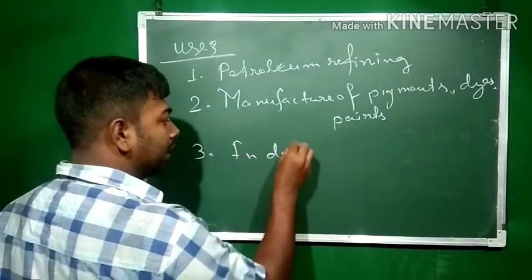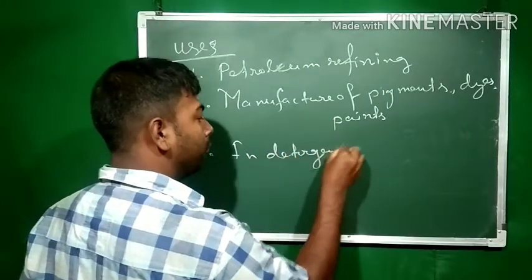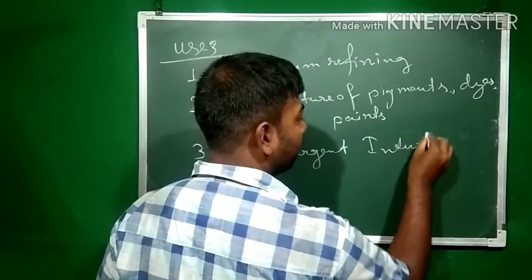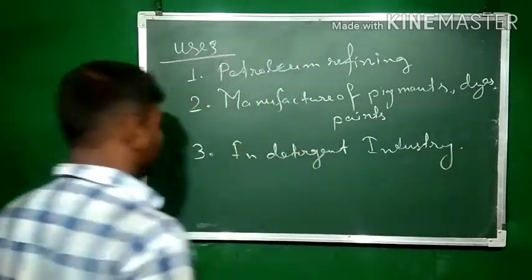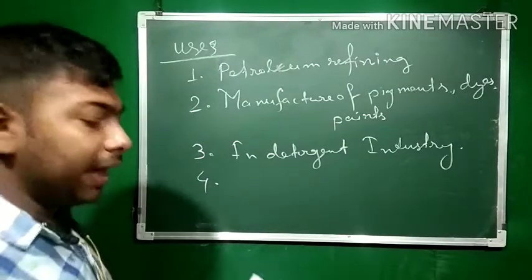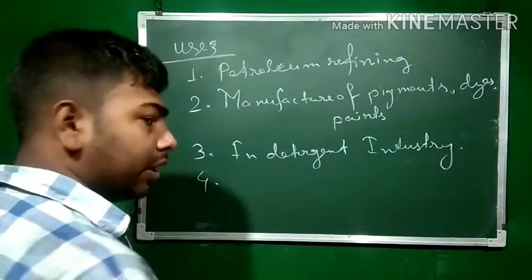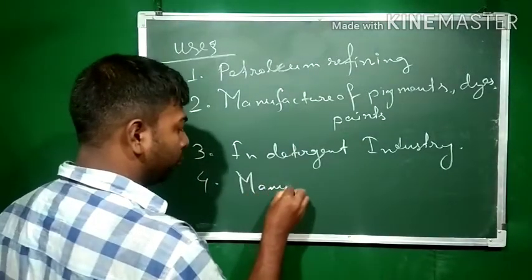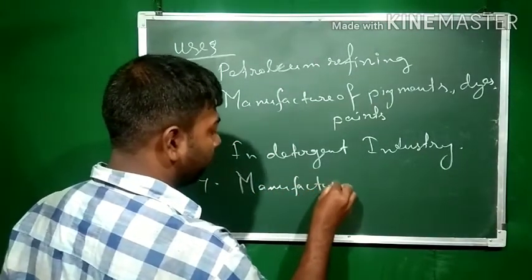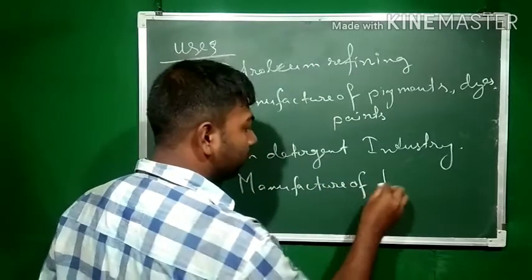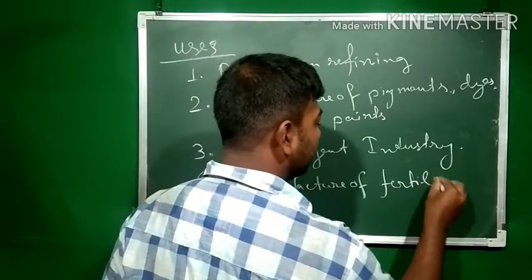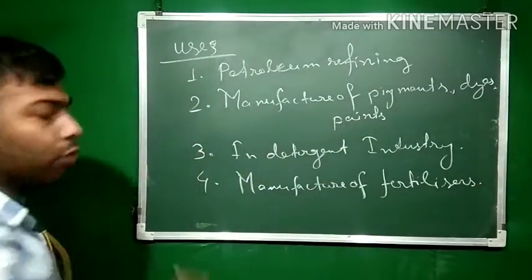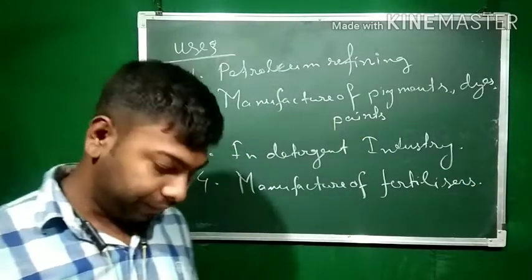Fourth point is manufacture of fertilizers. Okay. These are the most common uses of sulfuric acid.